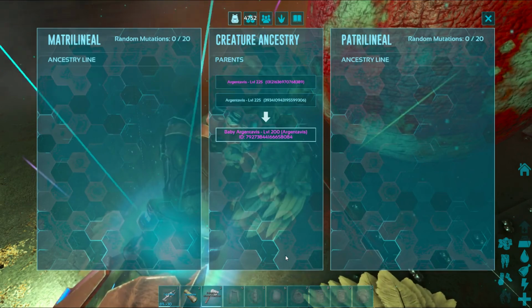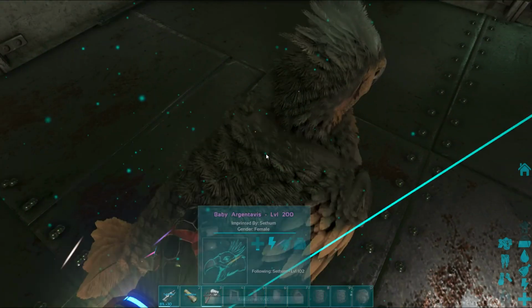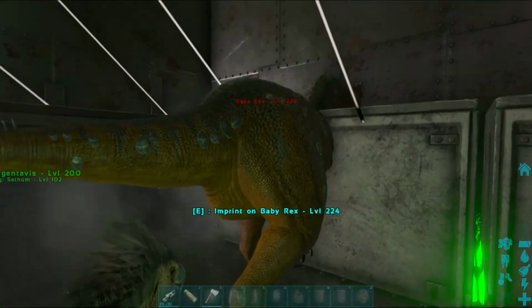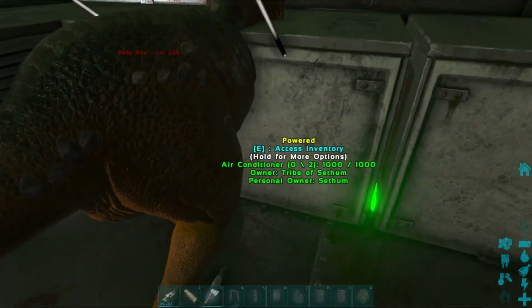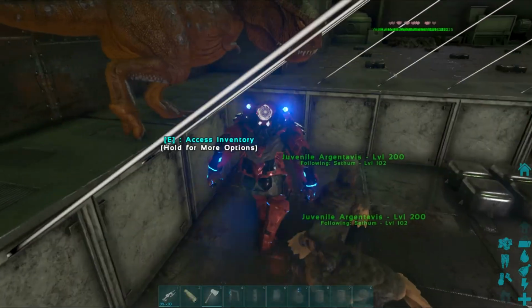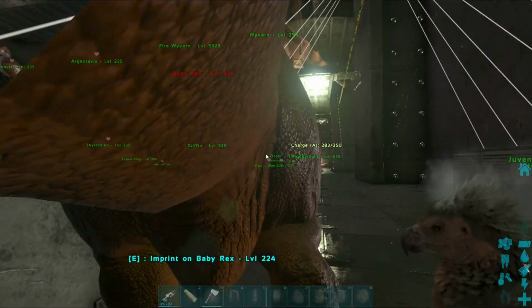So you go into ancestries and you should be able to see the paternal and maternal ancestries and if they have any mutations. Obviously I will not tell you what the mutation is in, so that is why it's important to know the stats of the parent after being tamed or after being bred.